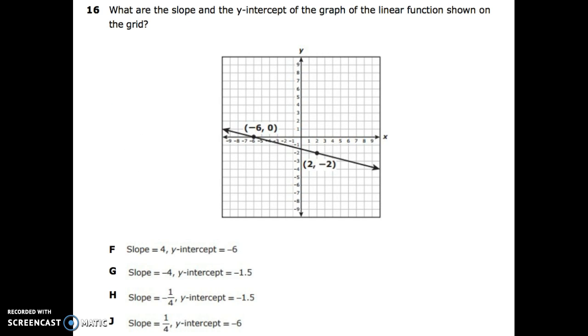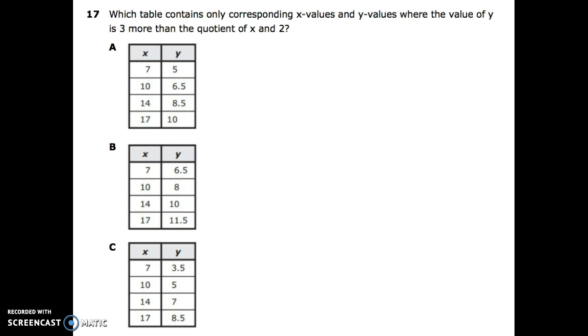16. What are the slope and the y-intercept of the graph of the linear function shown on the grid? Number 17. Which table contains only corresponding x values and y values where the value of y is 3 more than the quotient of x and 2?